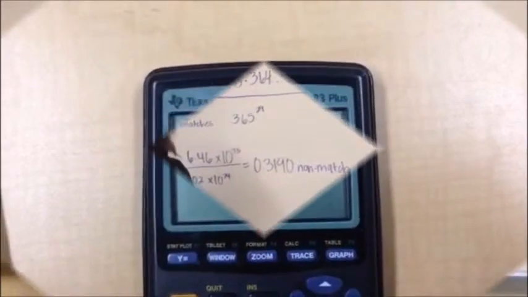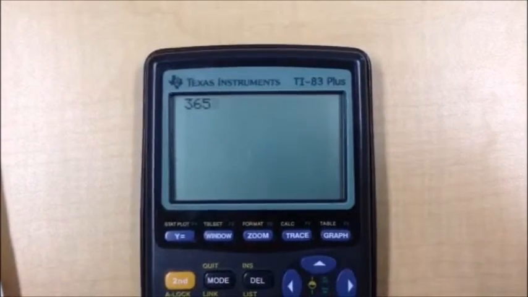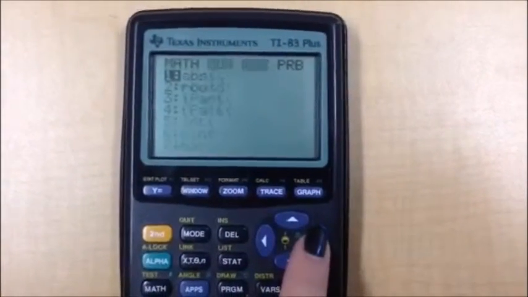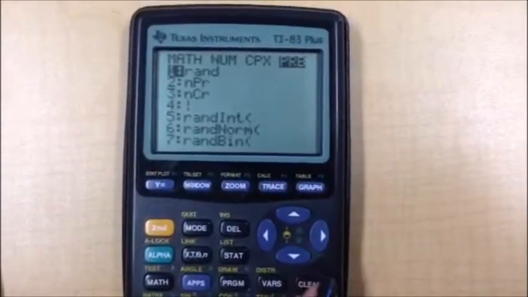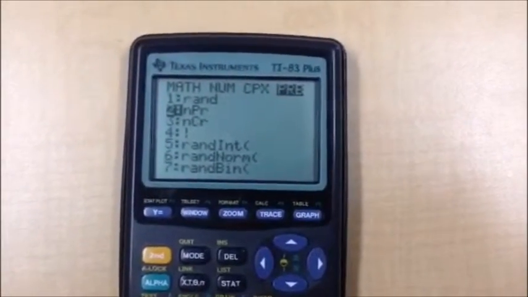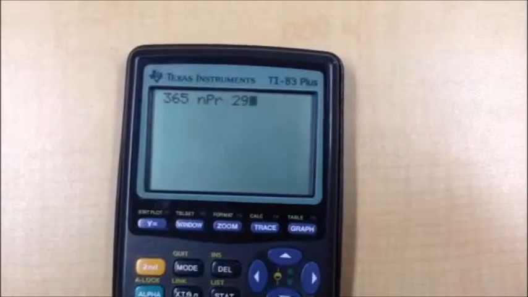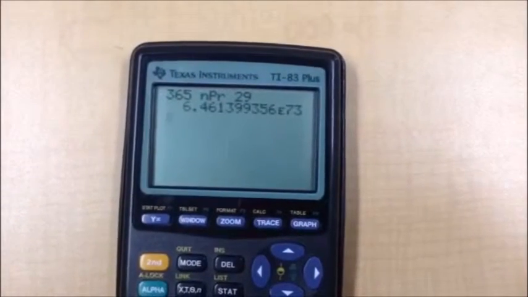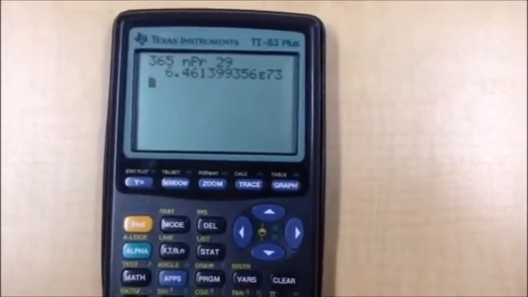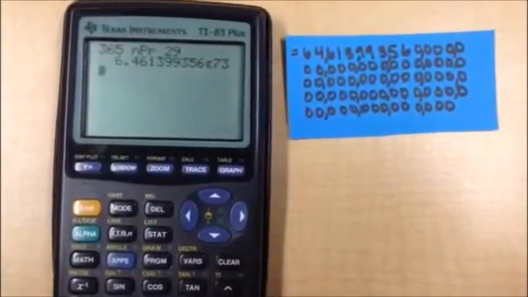Now I know that's hard to visualize, so let's go to the calculator to see what those numbers look like. So we start by entering 365 to represent the number of days in the year. Then we're going to click the math button right there and scroll all the way over to PRB, which stands for probability. Then we will choose the second option, which stands for permutations. After that, we're going to enter 29, which is the total number of students. When you press enter, the number you get is 6.46 times e to the 73rd power. And written out, that's what that number will look like.